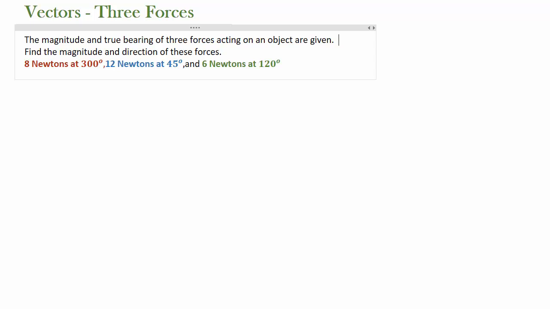Today we're going to take a look at vectors when we have three forces acting on an object. So let's take a look at this problem. The magnitude and true bearing of three forces acting on an object are given. Find the magnitude and direction of these forces. So essentially what we're going to want to do is add up these three forces working on an object.